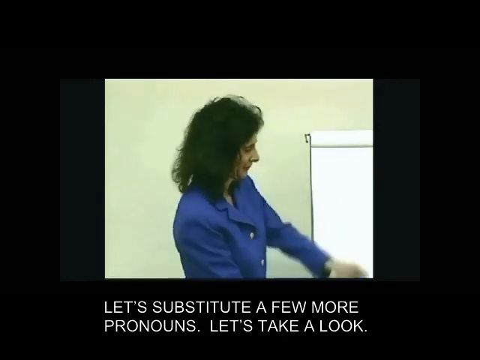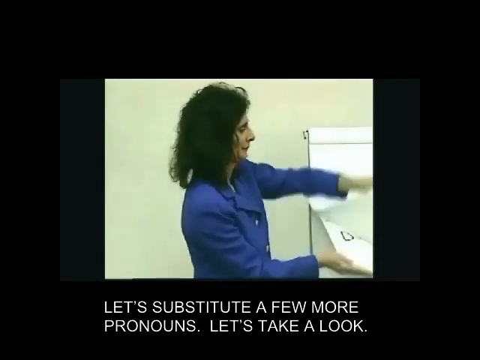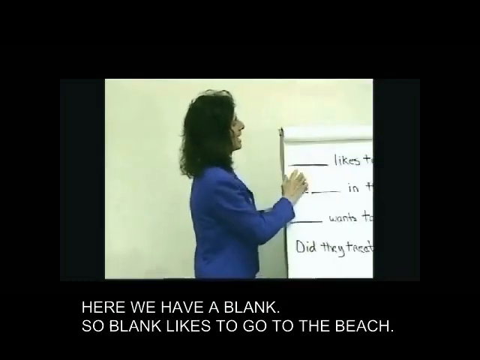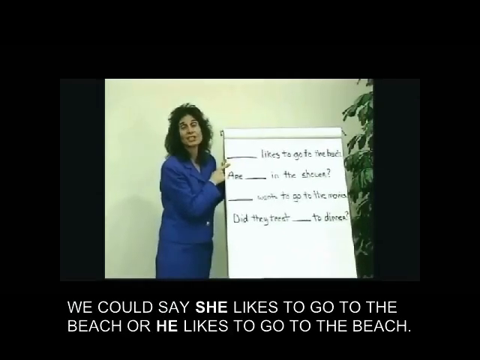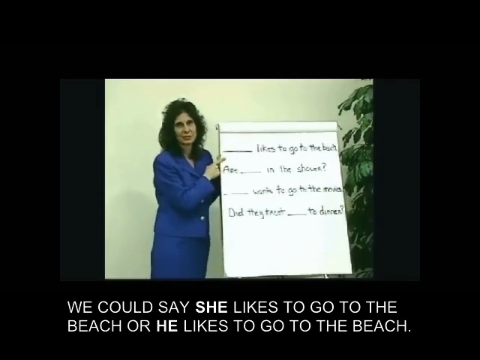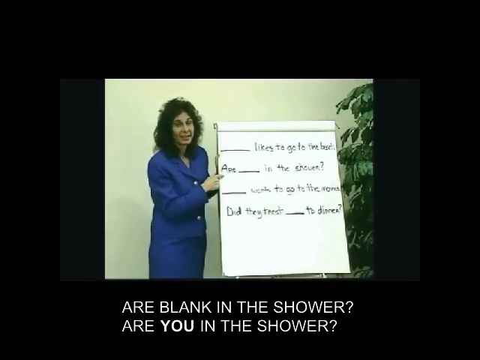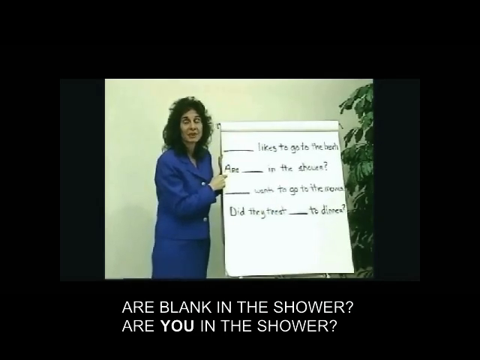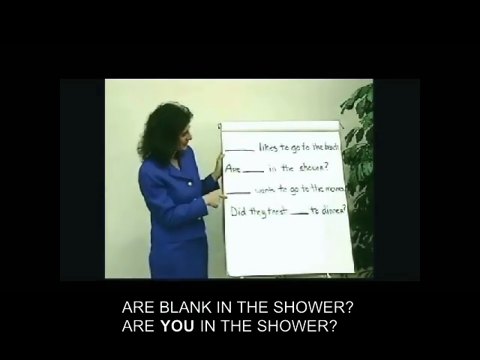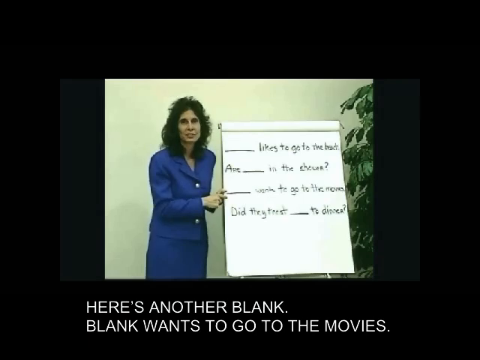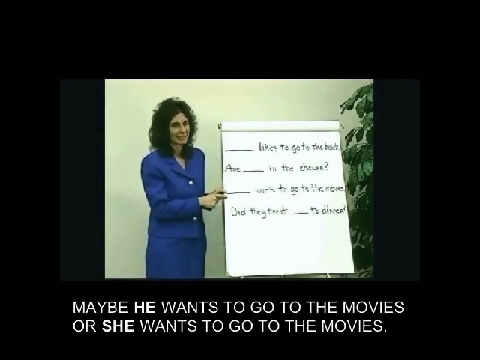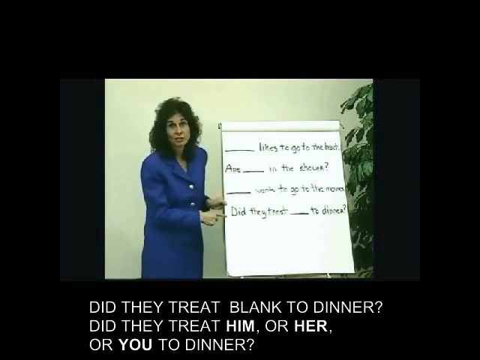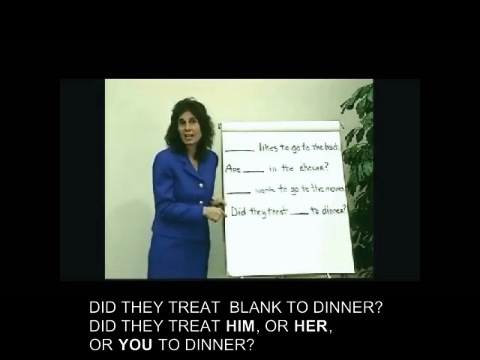Now let's substitute a few more pronouns. Let's take a look. Here we have a blank. So blank likes to go to the beach. We could say she likes to go to the beach or he likes to go to the beach. Are blank in the shower? Are you in the shower? Here's another blank. Blank wants to go to the movies. Maybe he wants to go to the movies or she wants to go to the movies. Did they treat blank to dinner? Did they treat him or her or you to dinner?